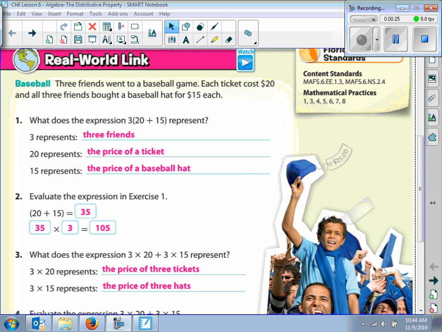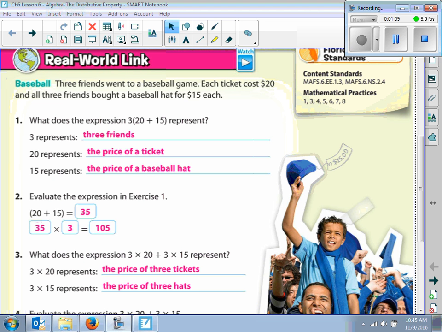Now here in the real world link, we're just going to do that first part up here. It says 3 friends went to a baseball game. Each ticket cost $20, and all 3 friends bought a baseball hat for $15. So it says, what does the expression 3 times a quantity of 20 plus 15 represent? Well, here the 3 represents how many friends went to the baseball game, right? The 20 and the 15 represent the tickets and the hats. They bought 3 tickets, and they bought hats for $15, right? So that's $20 tickets and $15 hats.